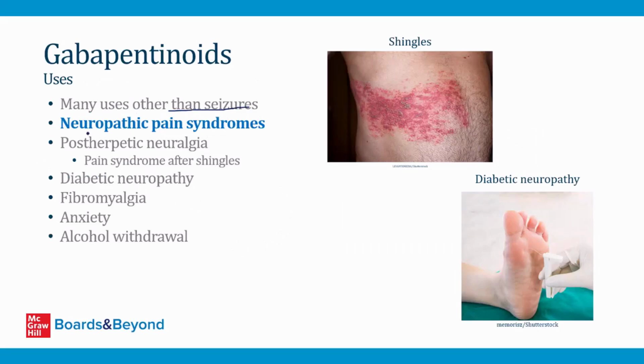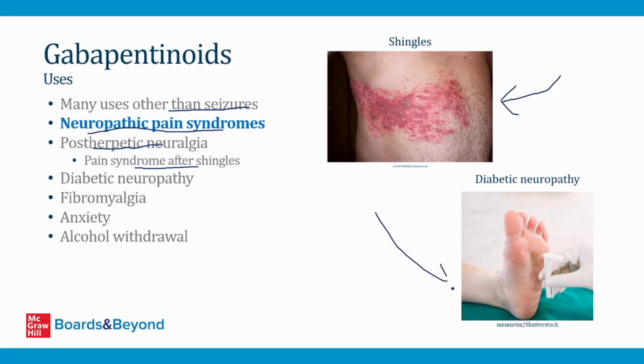biggest ones is for so-called neuropathic pain syndromes. These are pain syndromes that involve lots of inflammation or dysfunction of nerves. One of the big ones is postherpetic neuralgia, which is a pain syndrome that can develop after shingles. So if someone gets shingles and has this rash, sometimes the rash resolves, but the patient has lots of neuropathic pain in the affected dermatome. Gabapentinoids like gabapentin are used to treat that.